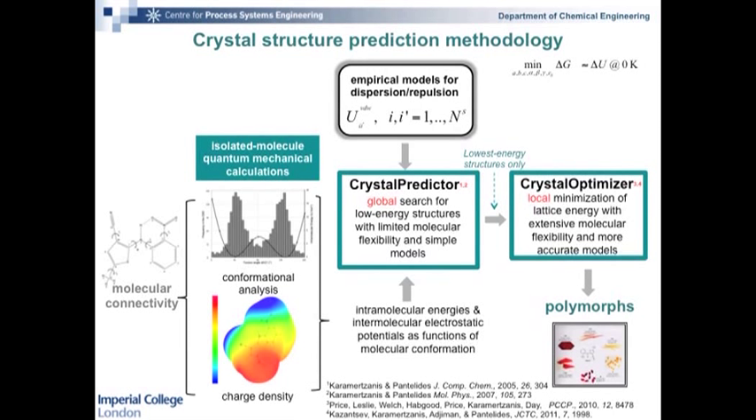Okay, and the way we approach this problem is that we start by considering what conformations the molecule can take, and also its charge density through quantum mechanical calculations. And here the details and the accuracy of these calculations are very important. We combine this with more empirical models of the interactions between the molecules, the longer range dispersion interactions. And this is combined within an algorithm called Crystal Predictor, which does a very, very extensive search, and which was developed by Panos Karamertzanis and Kostas Pantelidis at Imperial.